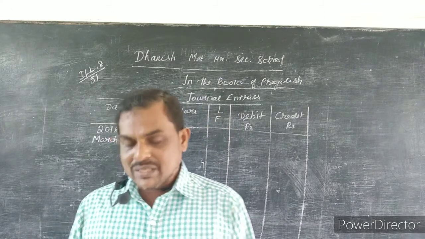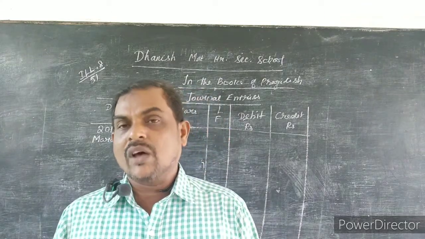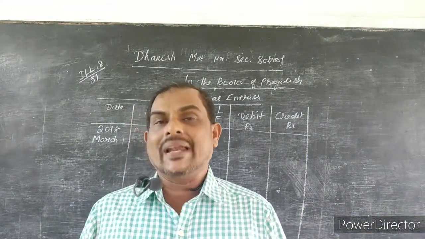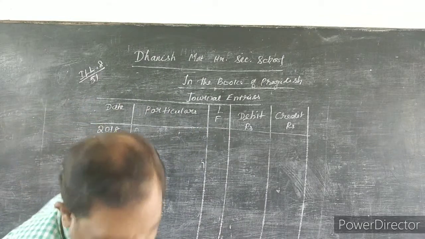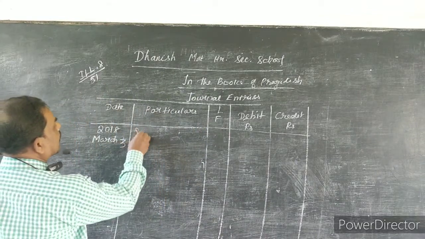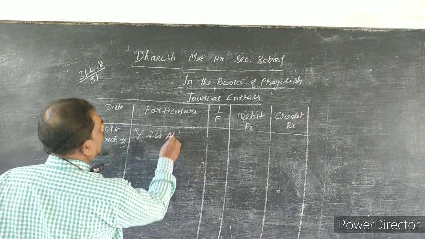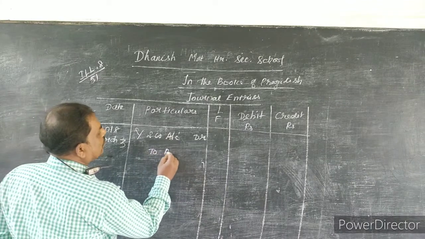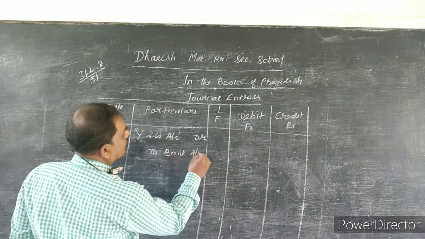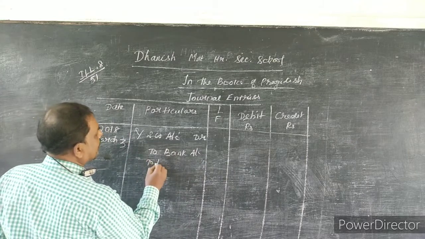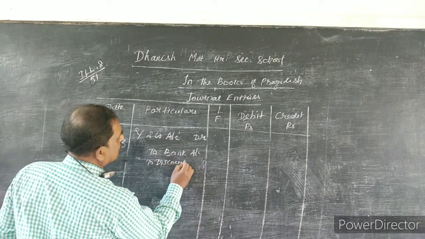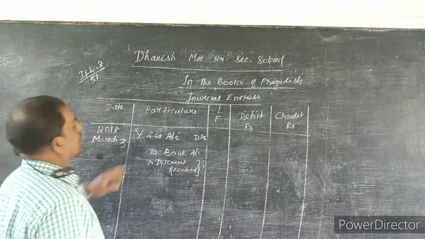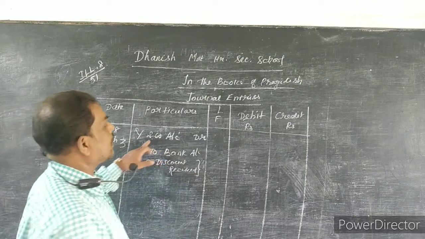As per the personal account rule, what is the rule? Debit the receiver. That is, I am paying the amount. Who is receiving that amount? Y and company. So you have to write the date, 3. Debit is Y and company account debtor to bank, as I am paying by cash, and I am receiving from Y and company discount received.